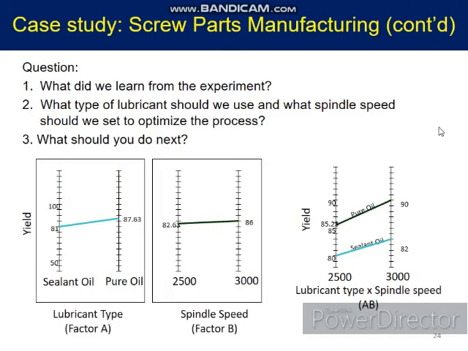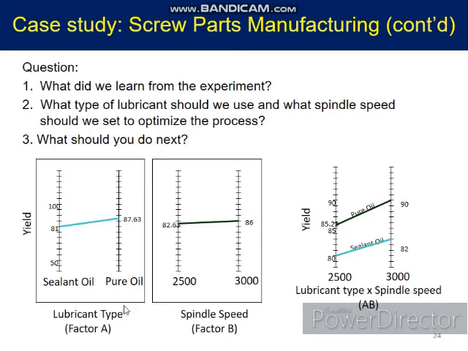So based on the data analysis that we did just now on the screw part manufacturing, what did we learn from that experiment? What type of lubricant should we use, and what spindle speed should we set to optimize the process? What should you do next? So basically, based on that particular experiment, this is what you get.